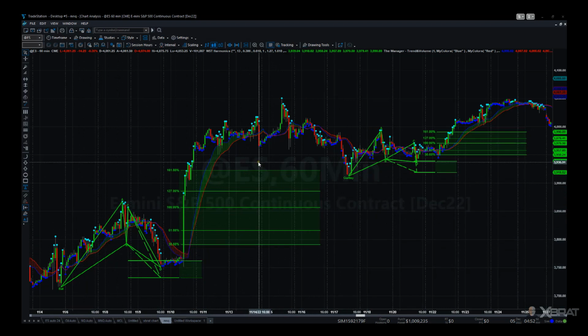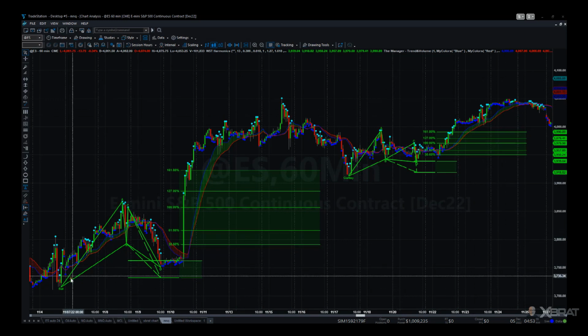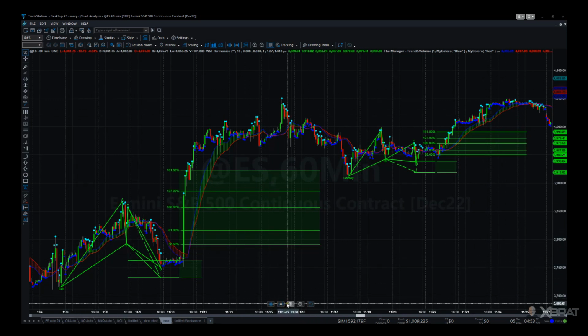So this is the TradeStation version of our harmonic xBrat harmonics and the manager. The links down below will be to the TradeStation versions, but also for the versions like Thinkorswim, TradingView, NinjaTrader, that sort of thing. So available for lots of different platforms. I haven't used the TradeStation version for a while, so I just wanted to get a video going with that. So let's zoom into this first one, this bat pattern, and discuss what's happening here.